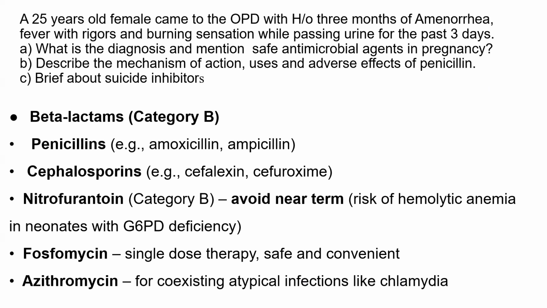And describe the mechanism of action, uses. Actually, usually they give a clue. Whenever you see this type of case scenario for UG level, you can get a clue. So what is the diagnosis? Safe antimicrobial agents, and they have asked penicillin. So from this, you know, penicillin is the safer antimicrobial agent in pregnancy. So that is the clue here. And suicide inhibitors. Any idea what is suicide inhibitors?